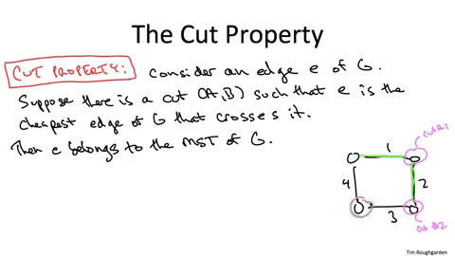So similarly, we can look at a third cut, just consisting of the bottom left vertex and the other 3 vertices. And it's the same story.